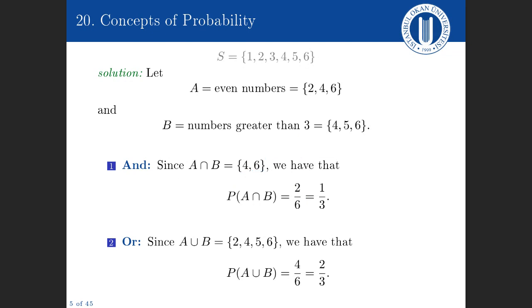Now let's move on to question 2, the OR question. What is the probability of getting a number which is even or greater than 3? We want A union B. All of the elements in A together with all of the elements in B. That's the set containing 2, 4, 5, and 6. There's 4 simple events in here, 6 in the sample space, so the probability is going to be 4 divided by 6, or 2/3.